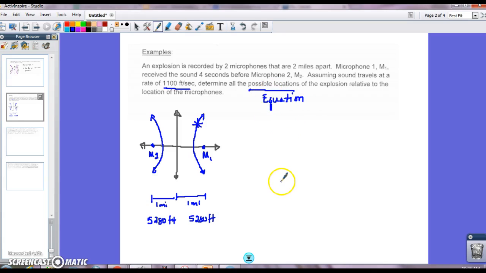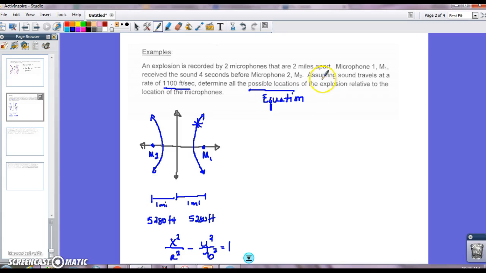So remember, in order to find the equation of a hyperbola, we need that a squared and that b squared. This is a hyperbola centered at the origin. So remember the form that we're looking for: x squared over a squared minus y squared over b squared is equal to 1. So I'm looking for a and I'm looking for b. Those are the two things that I'm looking for. So let's start out with some information from the actual problem.